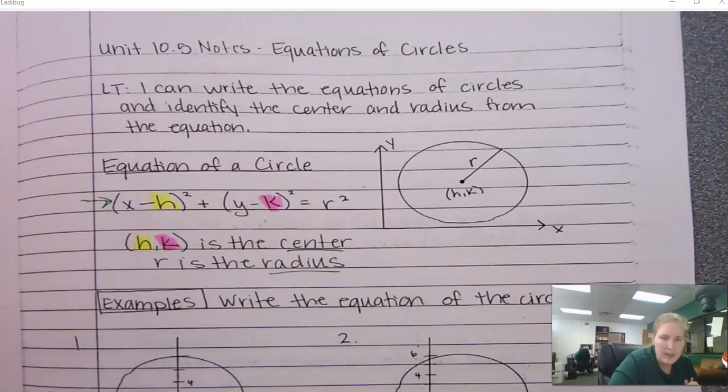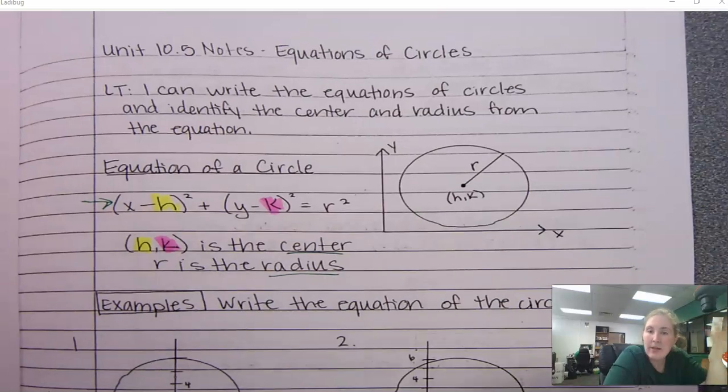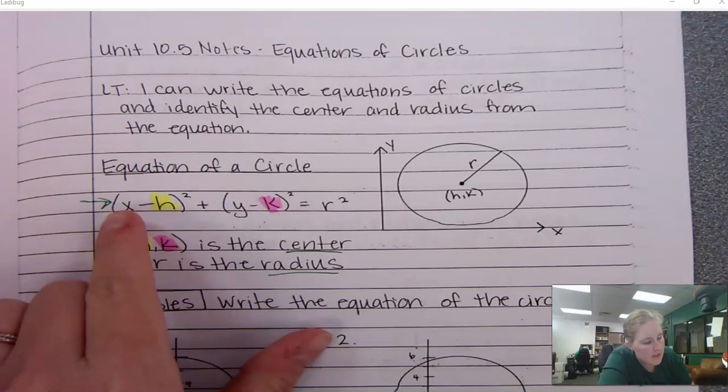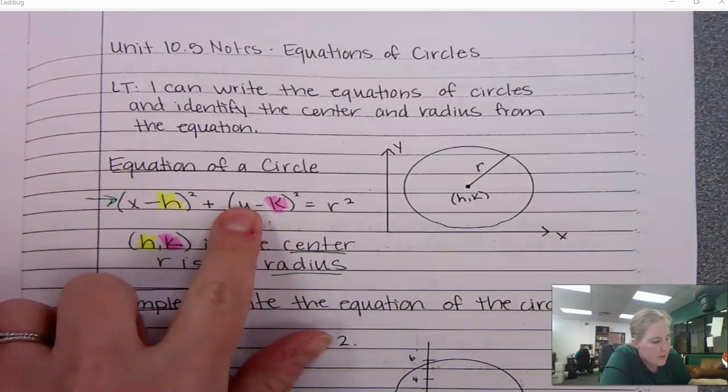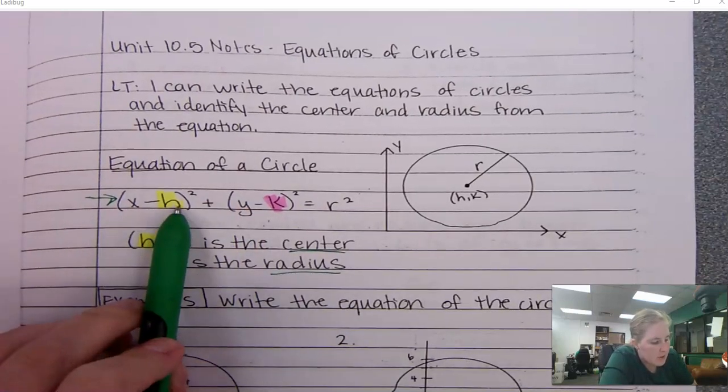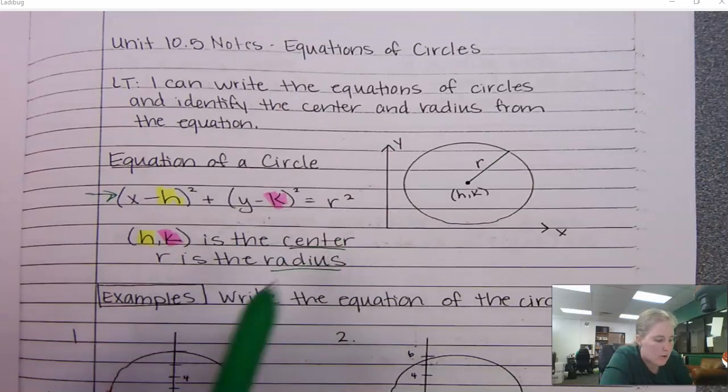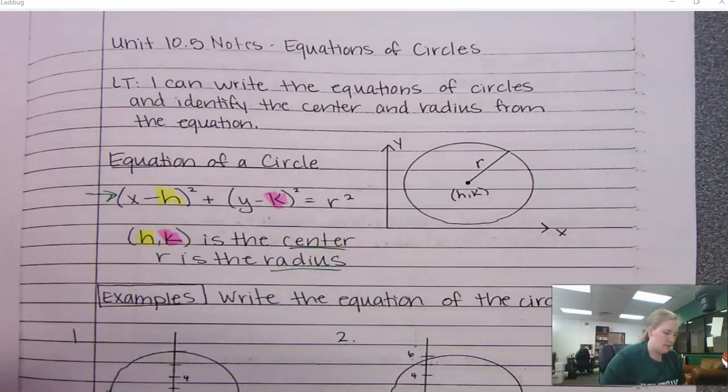So you can kind of think of this like you would think of a normal slope-intercept equation, where it's y equals mx plus b, and you plug the slope into the m, and the b is the y-intercept. So it's the same idea here. Like the x and the y are going to stay. You will plug numbers into the h, the k, and the r, and the r is the radius.